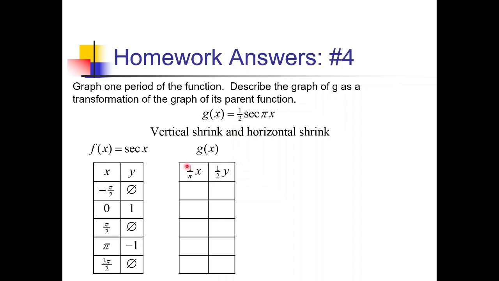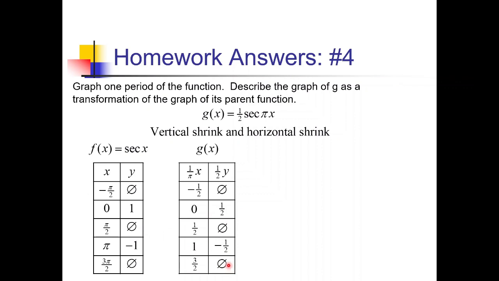So for the x values, multiplying all these out, negative pi over 2 times 1 over pi, the pi's cancel, so that's just negative 1/2. And then 0 is still 0. Pi over 2 becomes just 1/2. Pi becomes 1. And then 3 pi over 2 is just going to be 3 over 2. For the y values, undefined is still undefined. 1 is now 1/2. Undefined is undefined. We have negative 1/2 and then undefined.